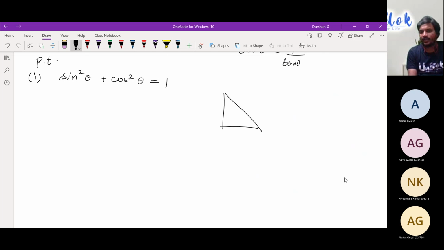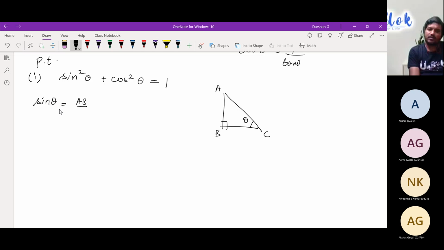Take a right angle triangle and call it ABC. Mark something as theta. You can take up or down, that doesn't really matter. So this is theta. I'll give 2 minutes to prove this question. Till then, Arna, can you tell what is sine theta in this case? AB by AC. Okay, sine theta is AB by AC.